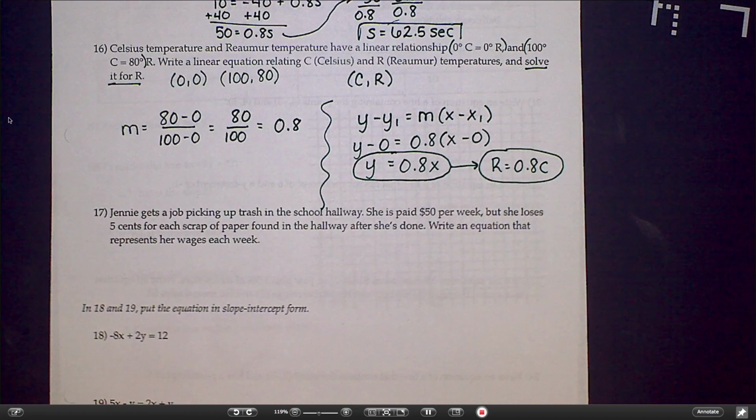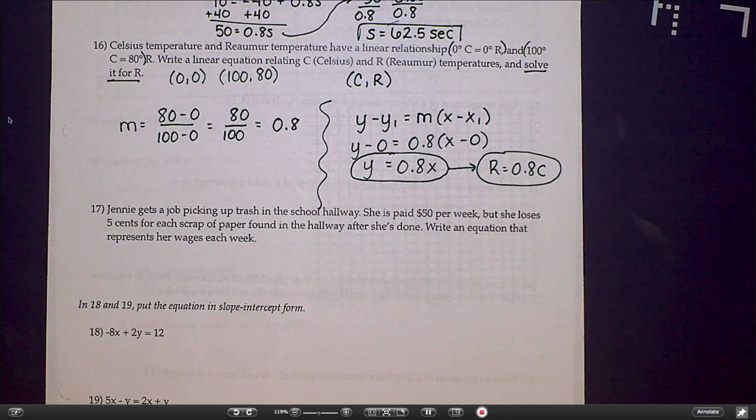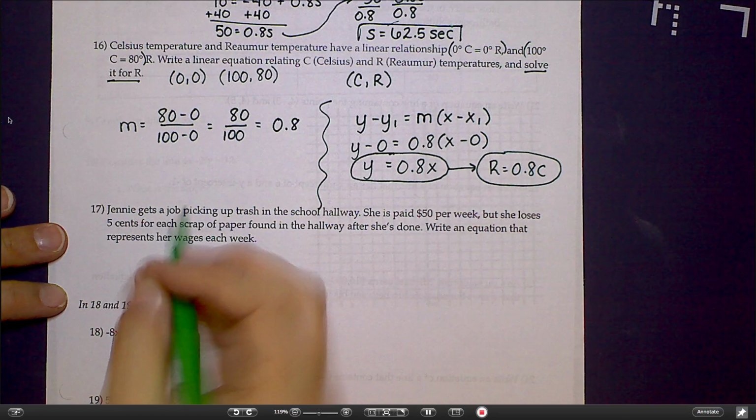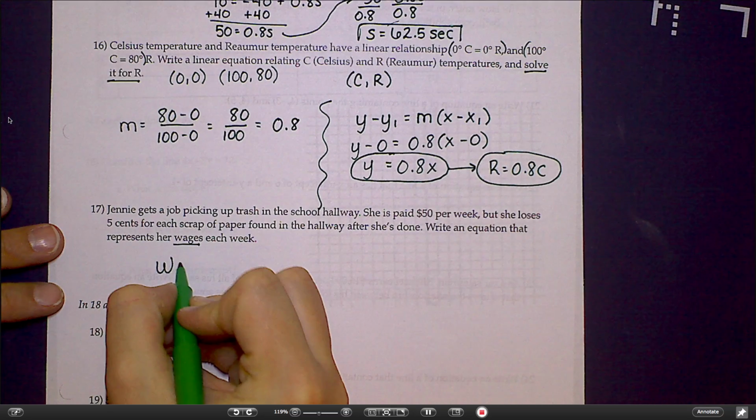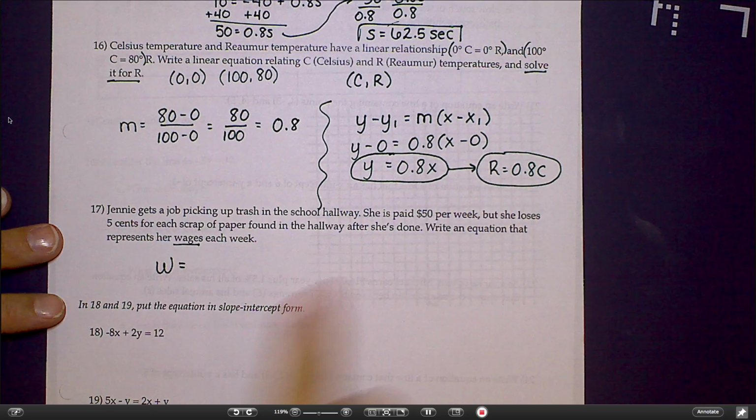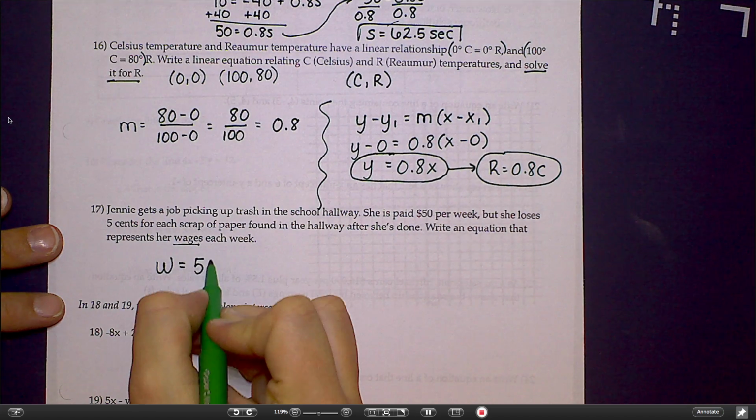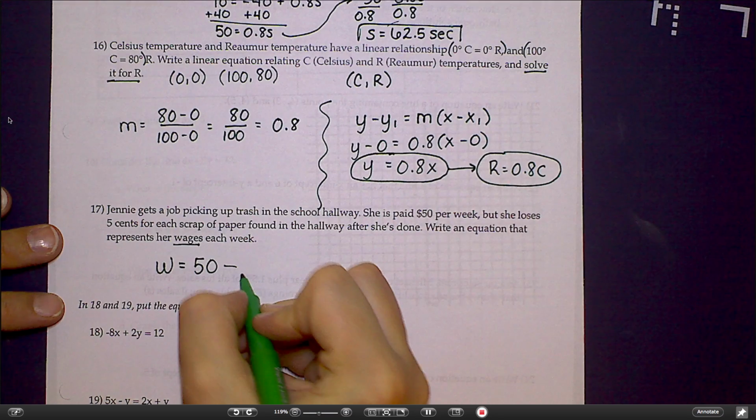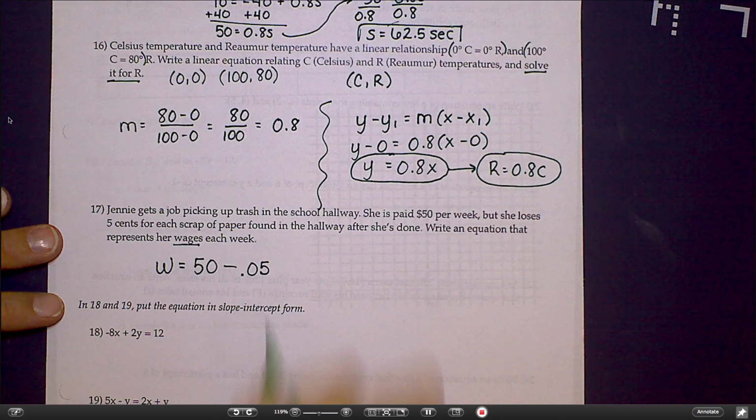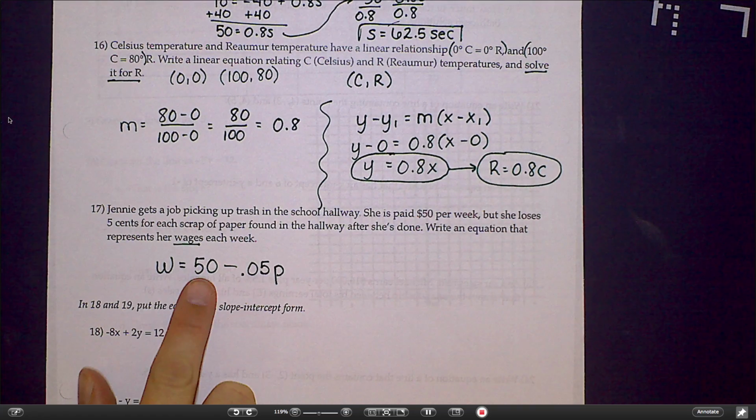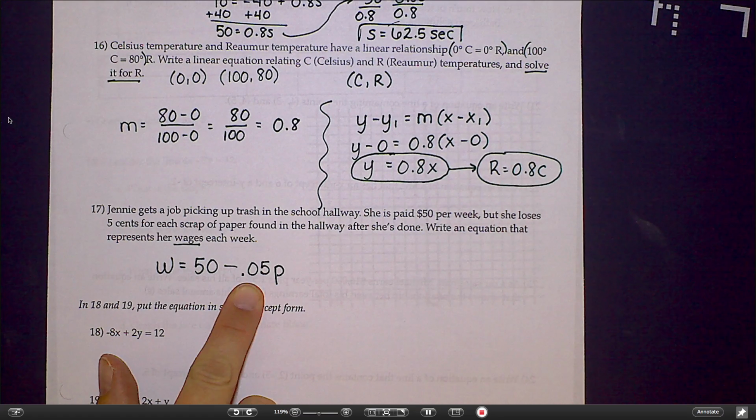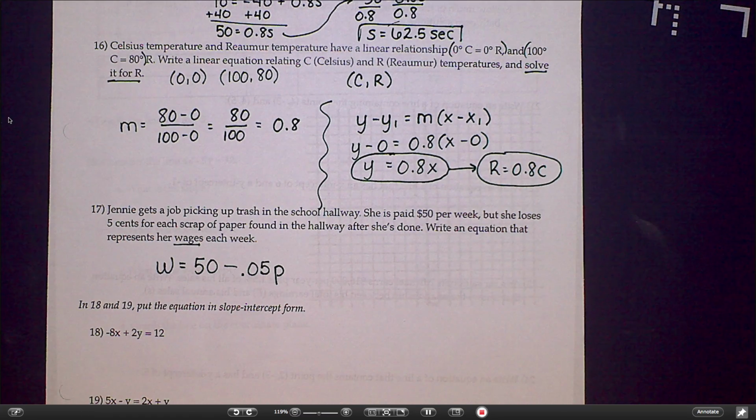Okay, let's look at number 17. Jenny gets a job picking up trash in the school hallway, paid $50 a week, but she loses 5 cents for every scrap of paper found in the hallway when she's done. So we're writing an equation for her total wages. So that means I'm going to say W equals. Her total wages in 1 week starts at 50, but then she loses 5 cents, and be careful, 5 cents is 0.05, for every scrap of paper. So again, her wages are $50 minus 5 cents for every scrap of paper. And that's all this question was asking you for, was to write the equation.